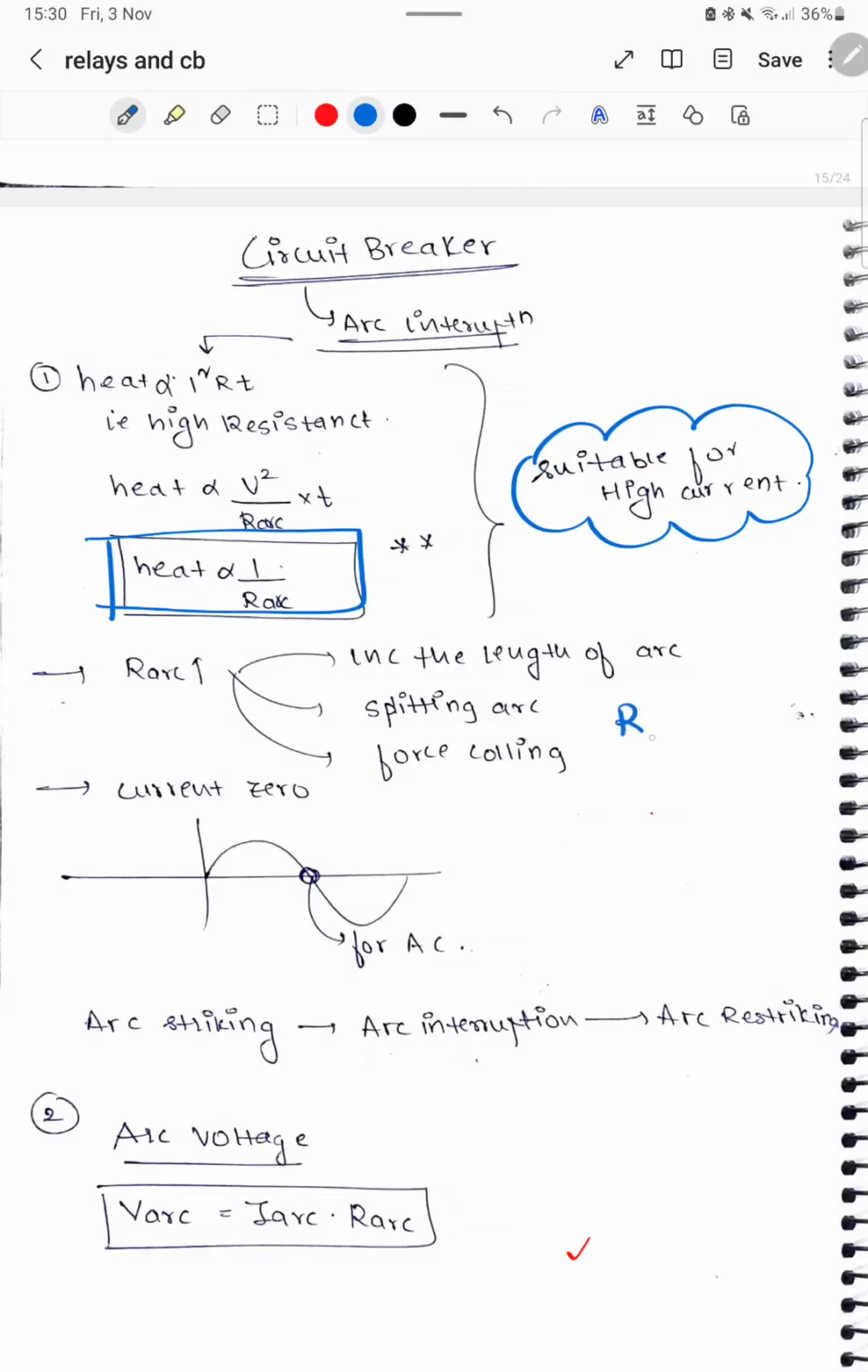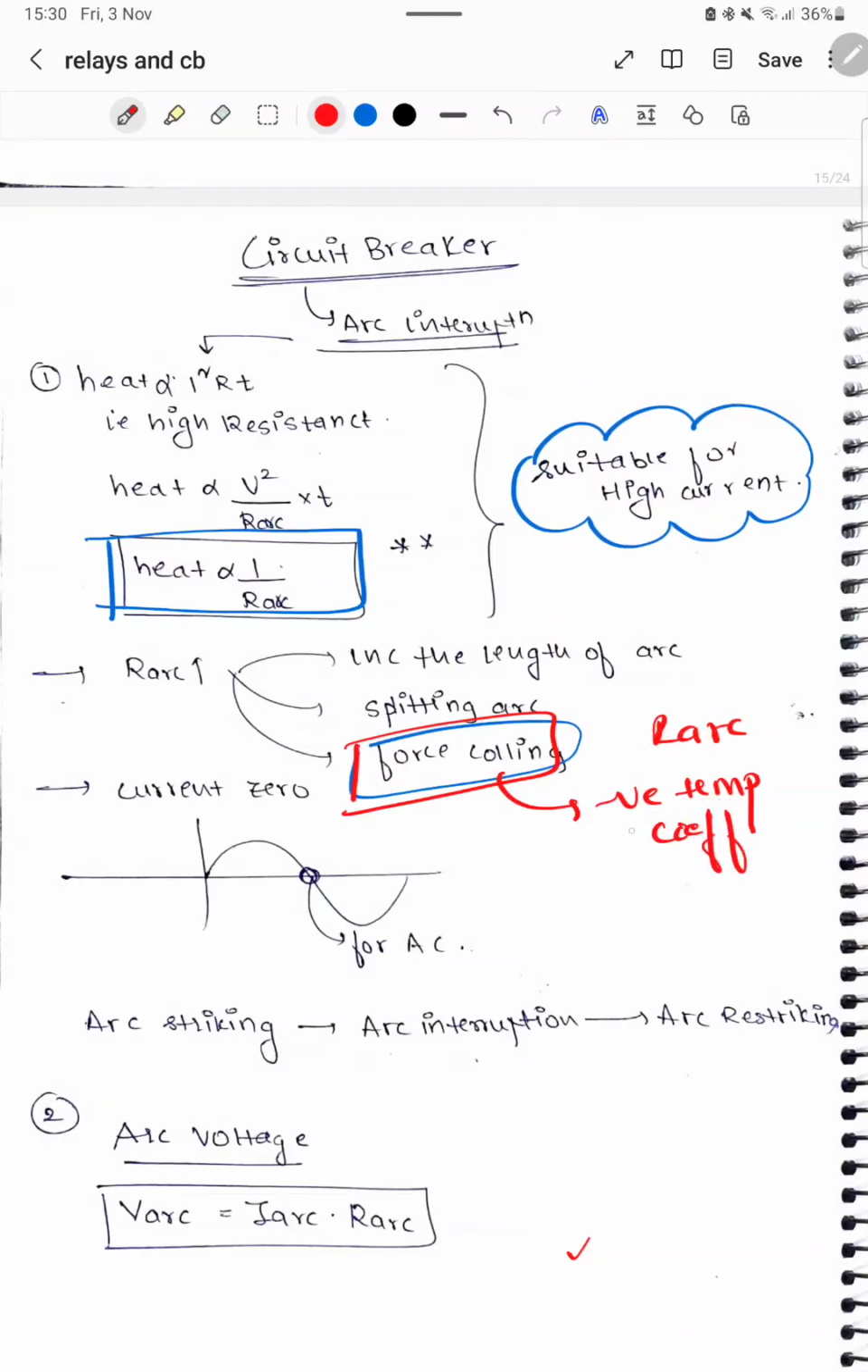How can we increase the resistance? We can increase the resistance by increasing the length or decreasing the area. To decrease the area, we'll split the arc, or we'll increase the length, or we'll do force cooling. Arc resistance has a negative temperature coefficient. So if you reduce the temperature by cooling, arc resistance would increase and hence the heating would decrease. That will be for high current.